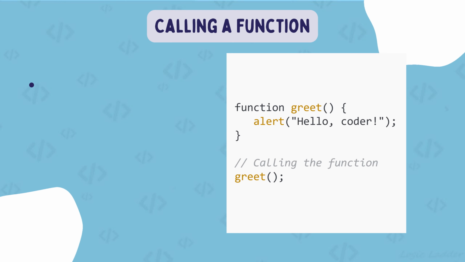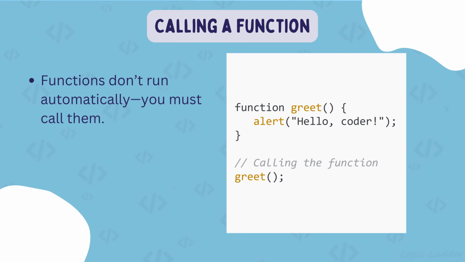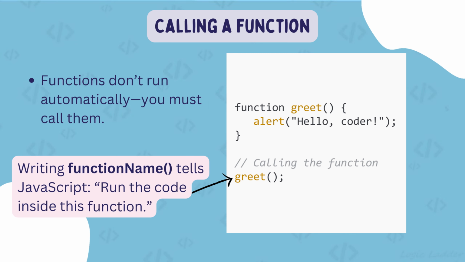Defining a function is like writing a recipe. But recipes don't cook themselves. To actually use it, we must call the function. By writing its name followed by brackets, like here in this example greet with round brackets, it tells the browser to run the code written inside the function now.